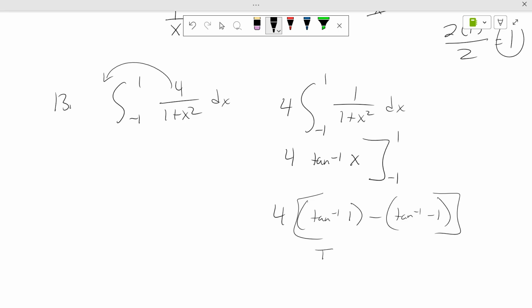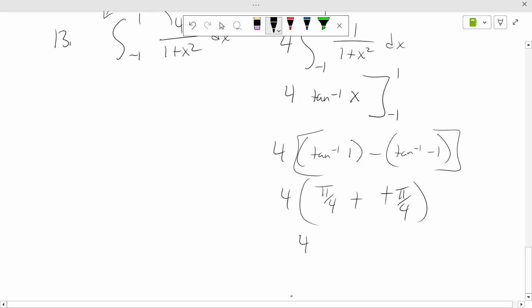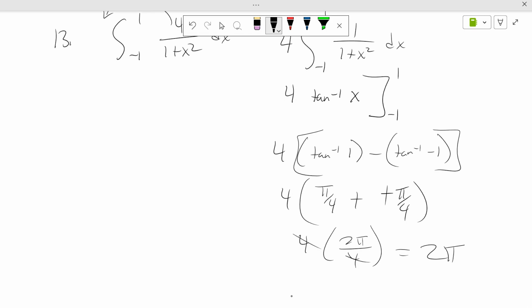Well, the inverse tangent of 1 is pi over 4. The inverse tangent of -1, where's tangent -1? Well, you go down here, which is negative pi over 4. Minus a negative is plus a positive. So it's 4 times 2 pi over 4. Well, the 4's cancel to get 2 pi, which is choice C again.